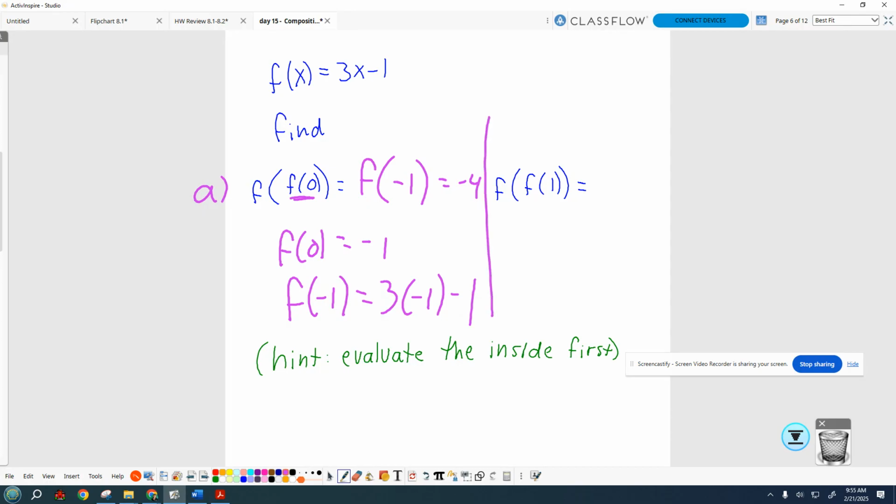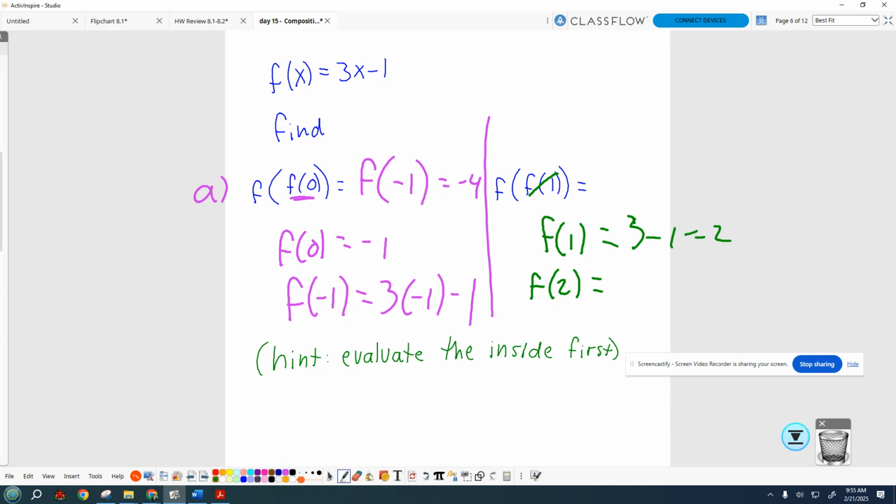Jack, how do I do the other one? F of 1. You find what f of 1 is. Okay. Inside first, what is f of 1? So plugging it in? Okay, so 3 times 1 minus 1, he says, is 2. So now that we've evaluated that, we're going to do f of 2.